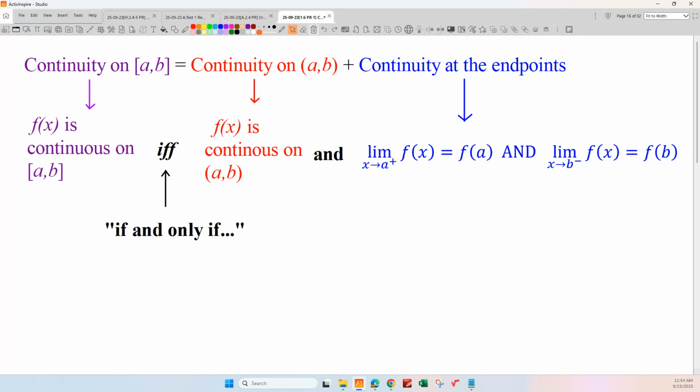If and only if is a biconditional statement. What that always means is the arrow goes both ways. So I know that if the function is continuous on the closed interval, it implies all that stuff. If all that stuff is true, it implies continuity on the closed interval. Okay? Whew, that's a lot.